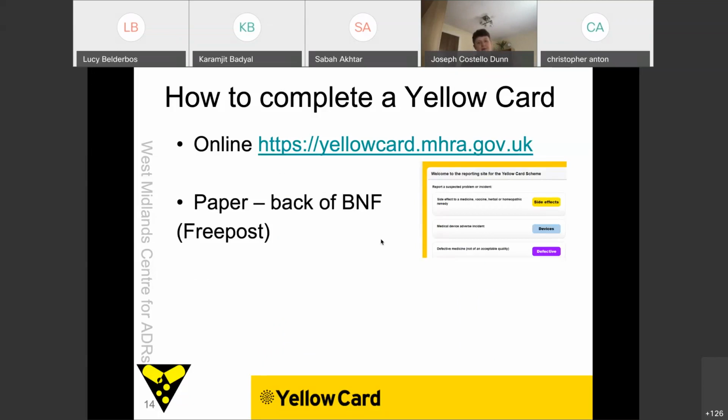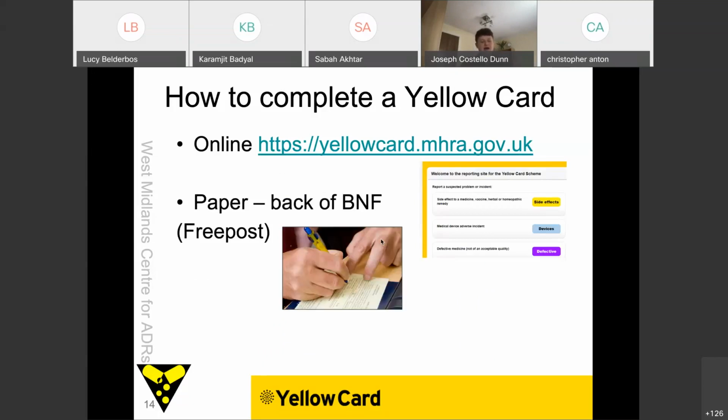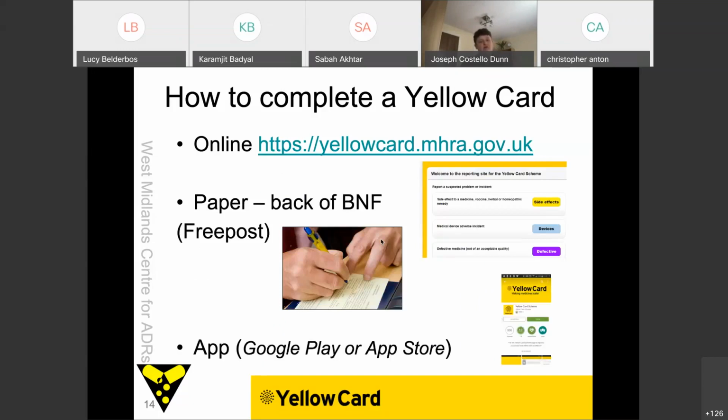There's also a paper yellow card at the back of the BNF, which can be posted to the Yellow Card Centre for free, as well as an app that is useful as it captures all of the essential information, just like the online version. However, it can be stored in a convenient place on your phone.